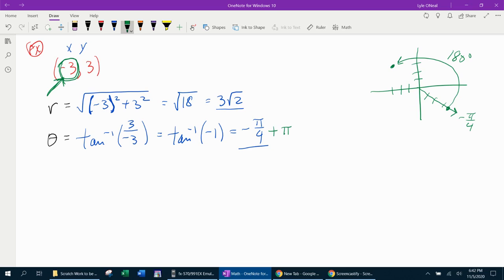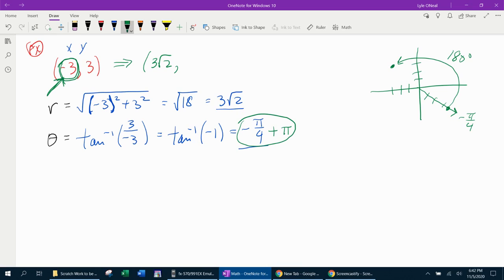So what is our actual answer going to be? Our correct answer, we're going to have a positive radius, and our angle is going to be 3 pi over 4.